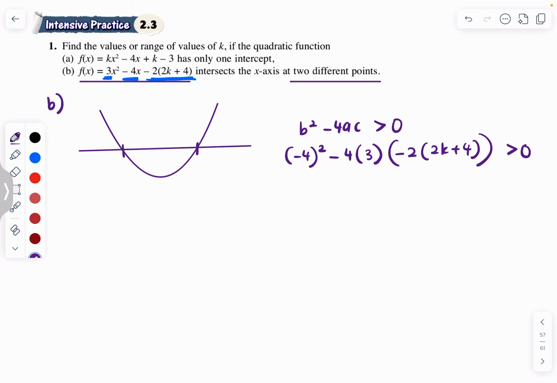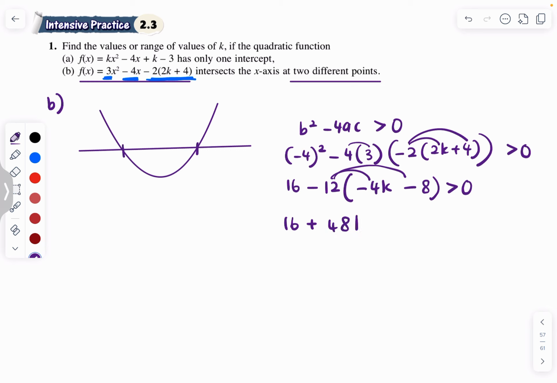Right, so we expand this, we get 16. This will be negative 12. And then inside here will be negative 4k minus 8 more than 0. Then we multiply the 12 inside. So 16 plus 48k. Then negative 12 times negative 8 is 96.